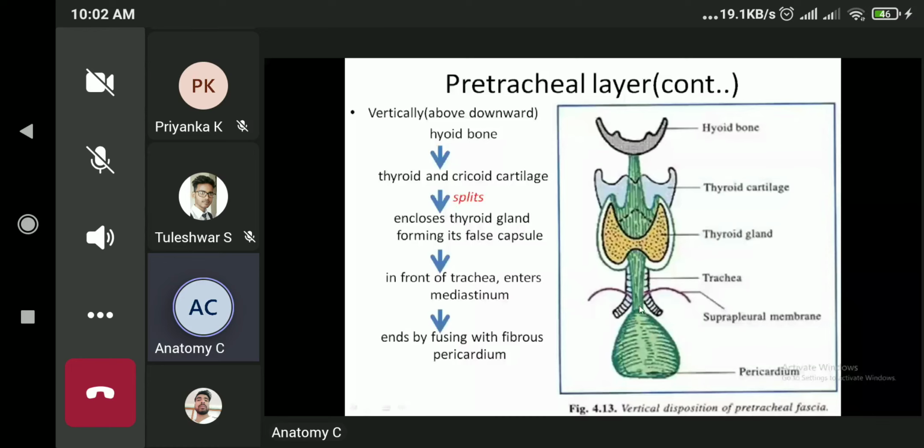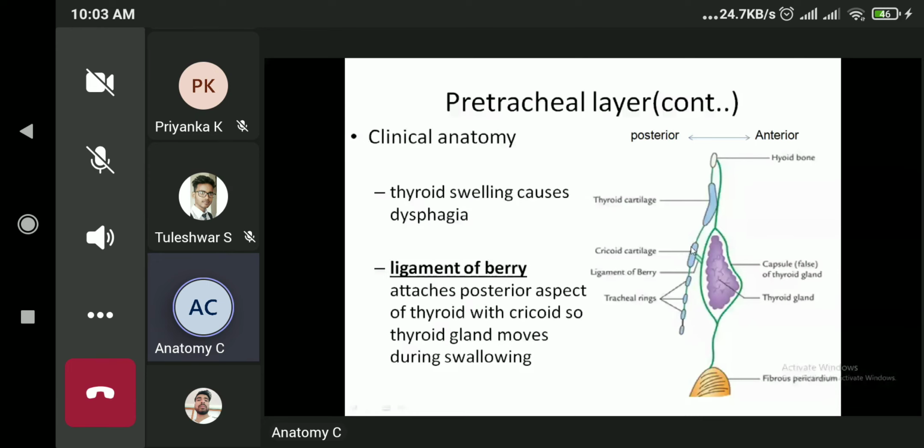Now, see here, this is the sagittal section through the neck, mainly representing the pretracheal layer. This is the hyoid bone, and this is the pretracheal layer. From the hyoid bone, it is attached to the thyroid cartilage, from the thyroid cartilage to the cricoid cartilage, and from there to the tracheal rings. This is the trachea. From the thyroid cartilage it splits to enclose the thyroid gland, and from there it descends down to get attached to the fibrous pericardium. This is the pretracheal layer.